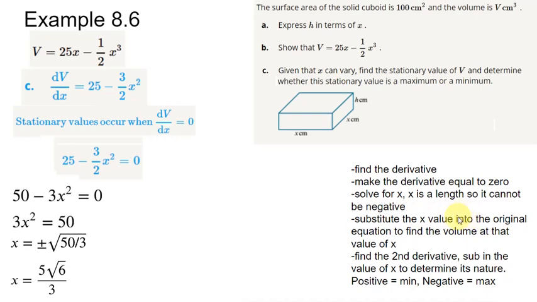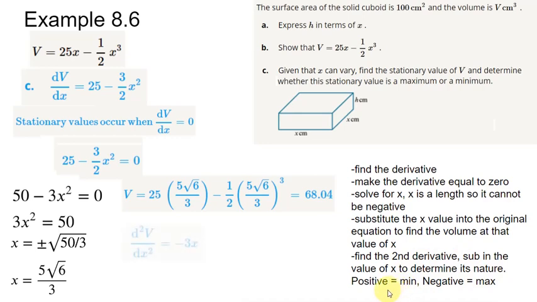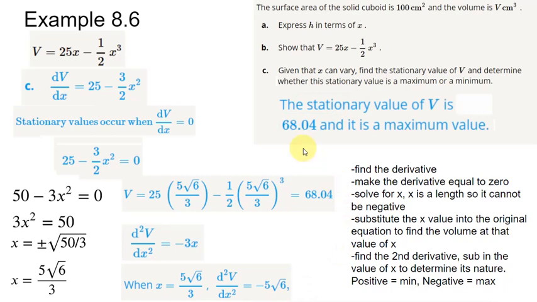All right, so now I'm going to substitute this x value into the original equation to find the volume when x equals this value. And all I do is substitute it in, and I'm going to find out that the volume is going to be 68.04 when x is equal to 5 square root of 6 over 3. And then it wants to know whether it's a stationary value, maximum or minimum. Well, for the second derivative, all I've got to do is use the power rule on the first derivative, and that's going to be 2 times negative 3 halves, or negative 3x. And if I put in a positive value, clearly it's always going to be negative, and if it's negative, then it's going to have to be a maximum. So that takes care of this.